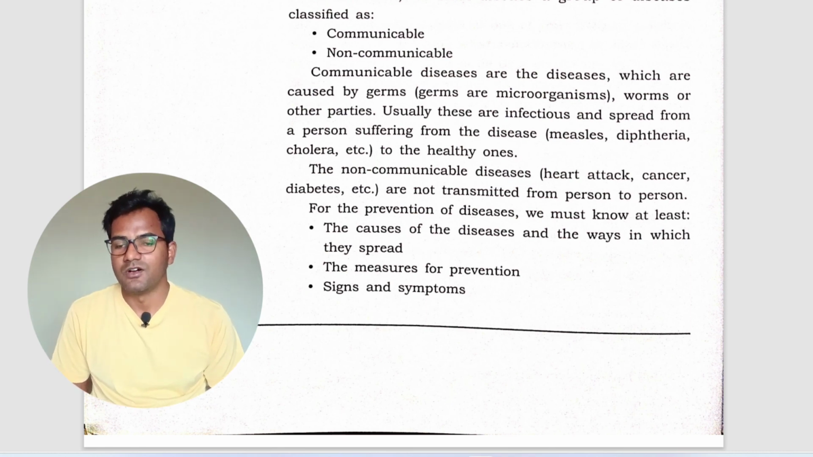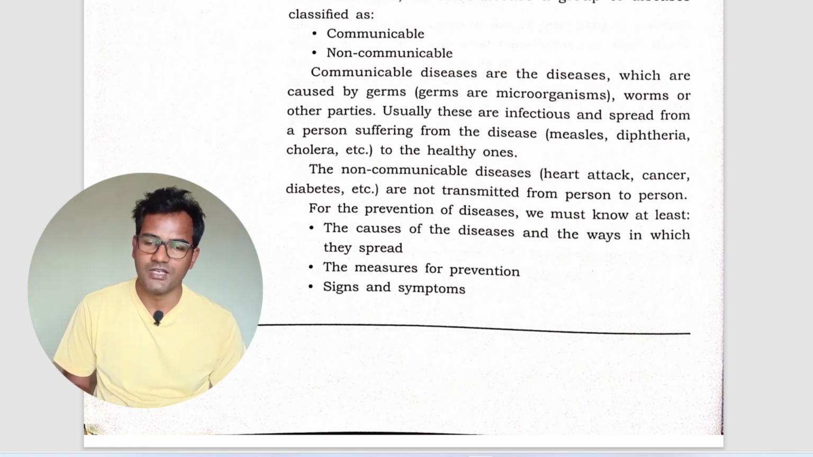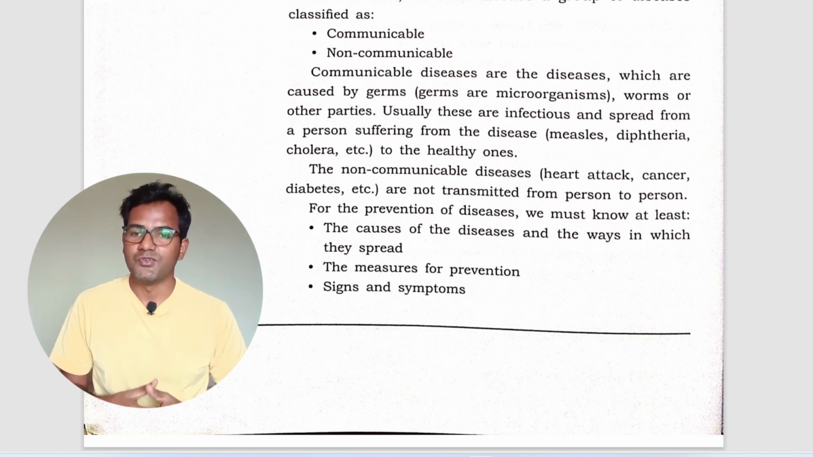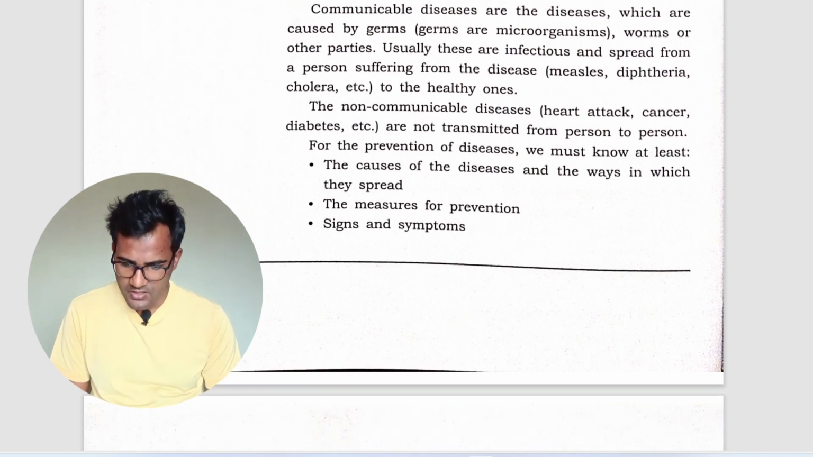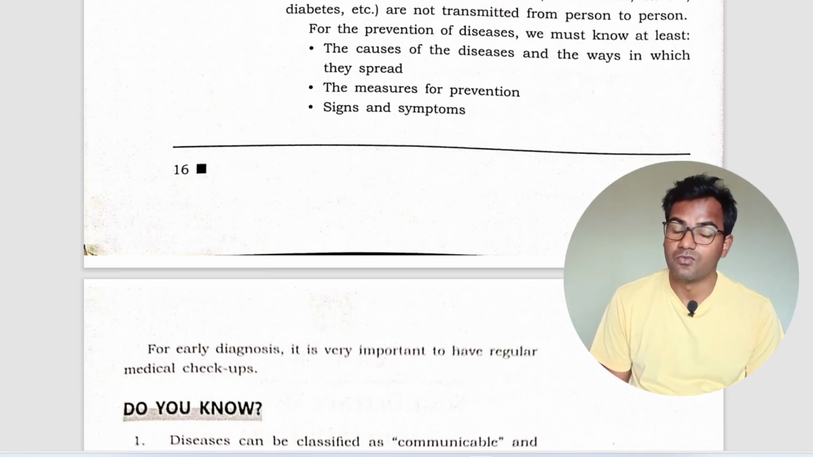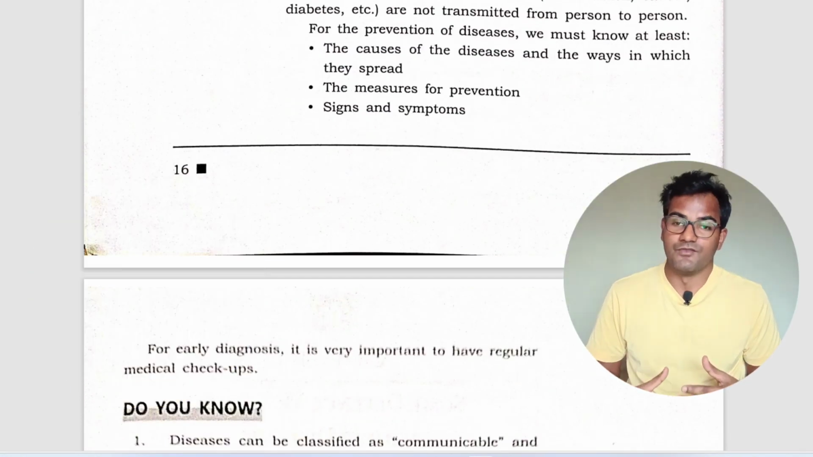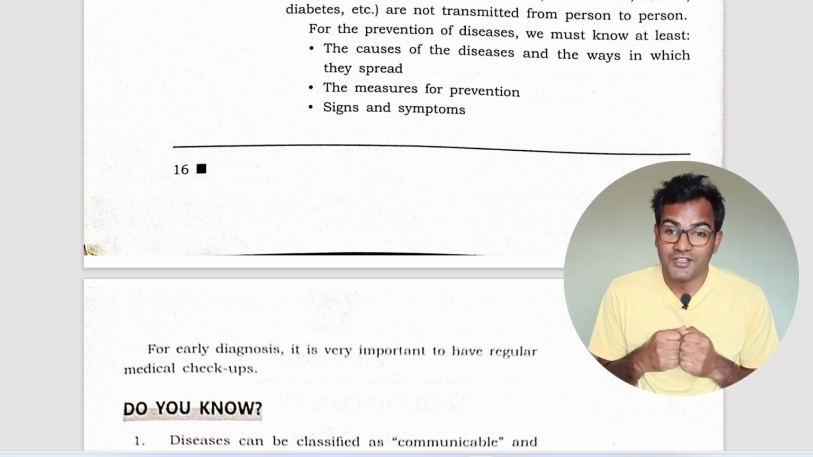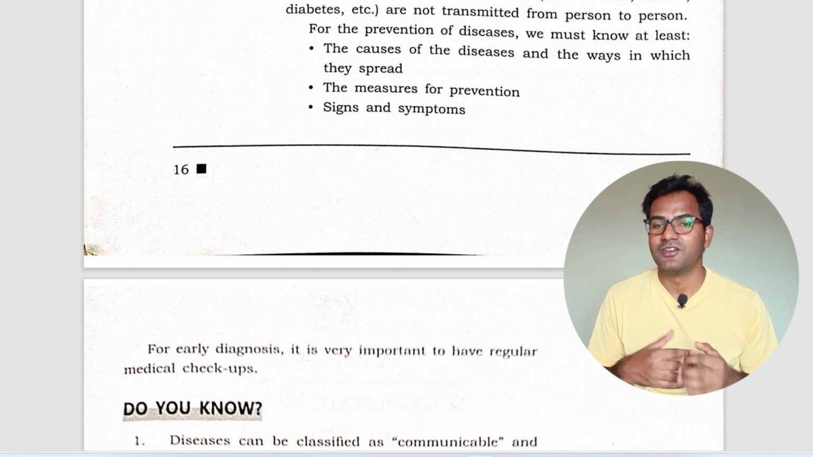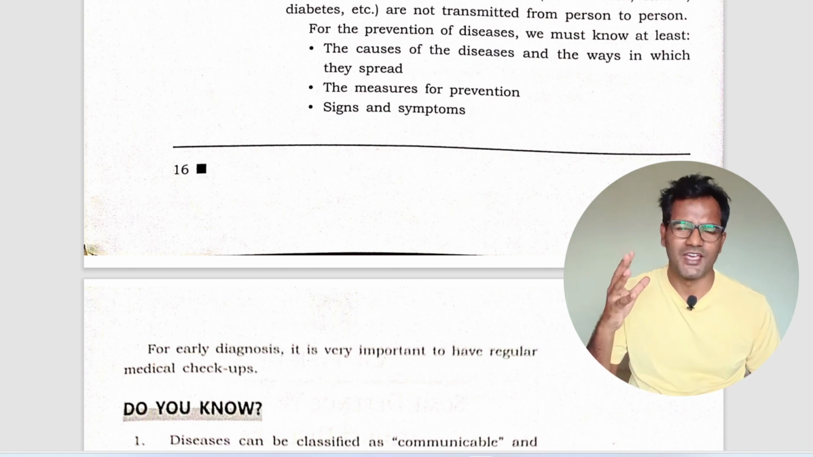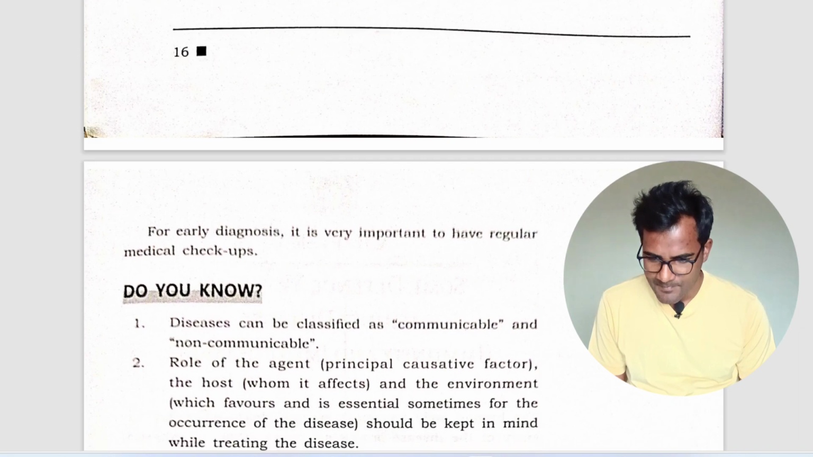Suppose you want to avoid getting malaria, you know that you have to use a mosquito net, you have to use mosquito repellent, Mortein, Good Night, whatever you like, right? And you have to protect yourself from mosquito bites. You have to stay away from mosquitoes so that you don't get malaria or dengue, right? Then signs and symptoms: you also need to know what the different signs and symptoms are. Suppose when we are suffering from malaria, what do we feel? We feel very cold, very chilled, and high fever, we have headache, right? So you need to know that.